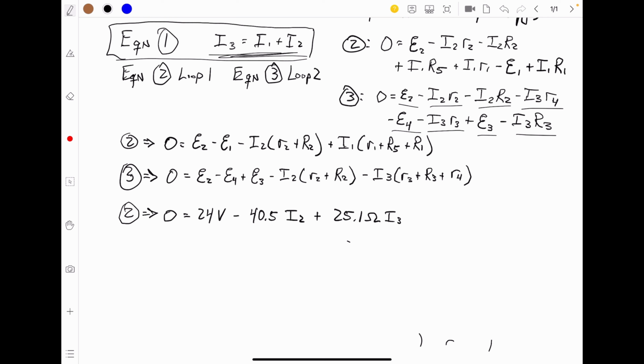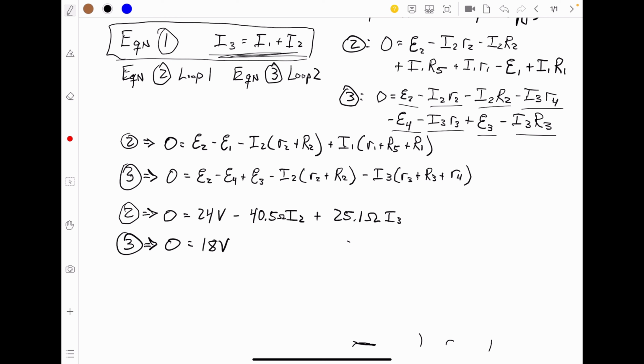Until we actually multiply these things together, we really don't have volts. I don't know. It's up to you guys. I'm going to keep them. All right, let's do number 3. We've got 0. E2 minus E4 plus E3. So 12. E2 minus E4 is 12 plus E3 is 6. That leaves us with 18 volts.